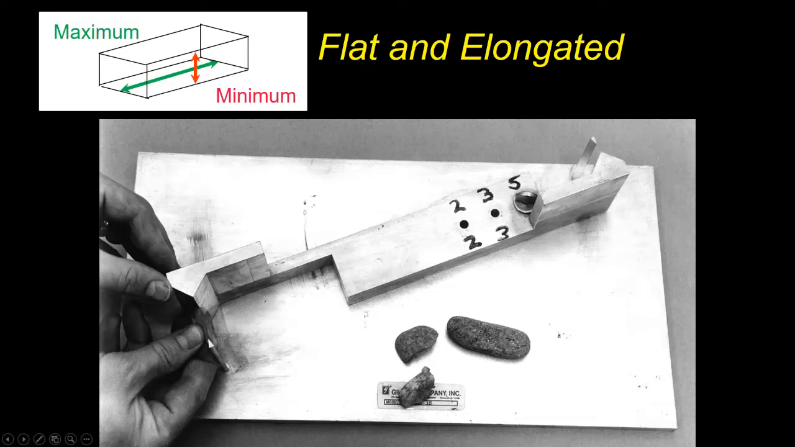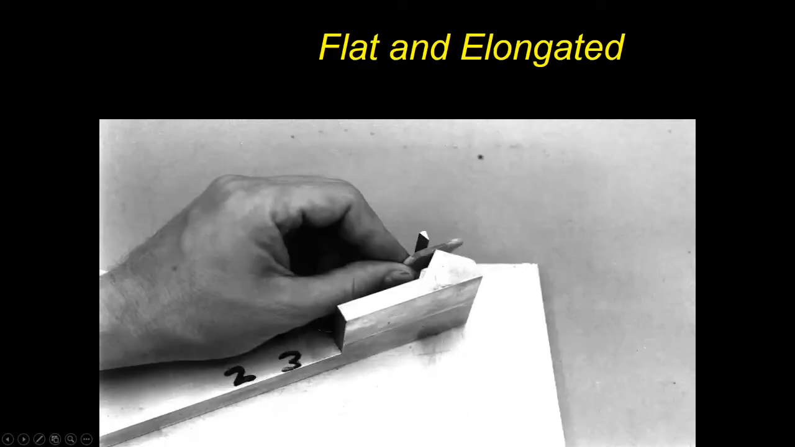And so there's different aggregates you test. If it doesn't pass through here, then it's not flat and elongated. So it's very simple. You can see him passing through an aggregate. This one technically would be flat and elongated here.